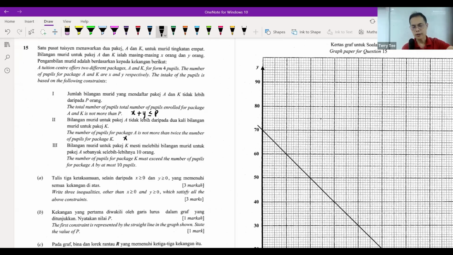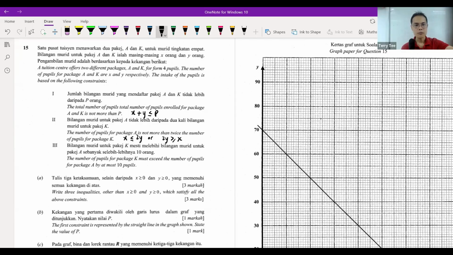It's not more than twice package K. So X not more means less than or equal to Y. Now remember, when you shade the region, we always look at Y. You can stop here. You can rearrange to Y greater than or equal to X. So I know I have to shade the region above, not the region below.